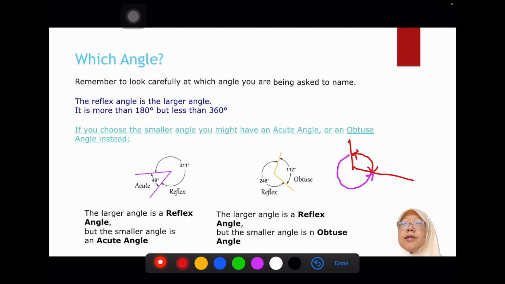So here we see we have the acute angle and we have the reflex angle. Of course, the reflex angle is larger than the acute angles. And then we have obtuse and we have reflex. And reflex angle is larger than obtuse angle.